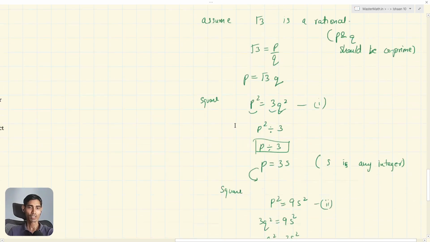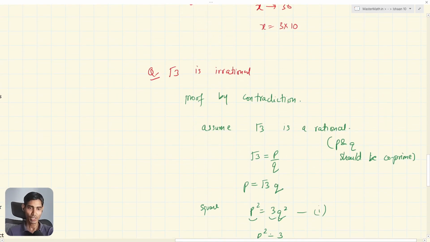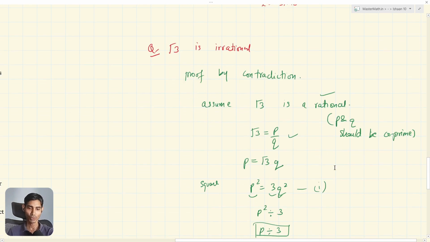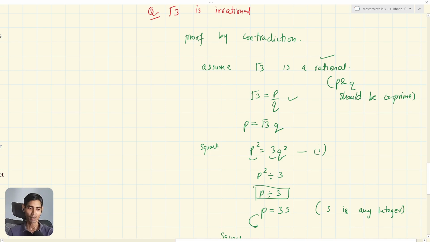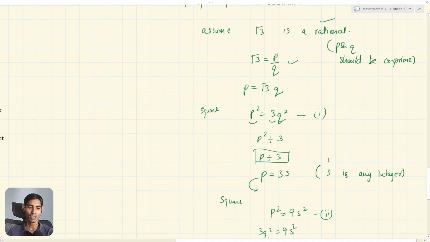Okay, so let's summarize this. First, we assume that root 3 is rational, so I wrote that as p by q. I simplified it a bit and squared this side, so I got p squared is equal to 3q squared. p squared is divisible by 3, and therefore p is also divisible by 3.